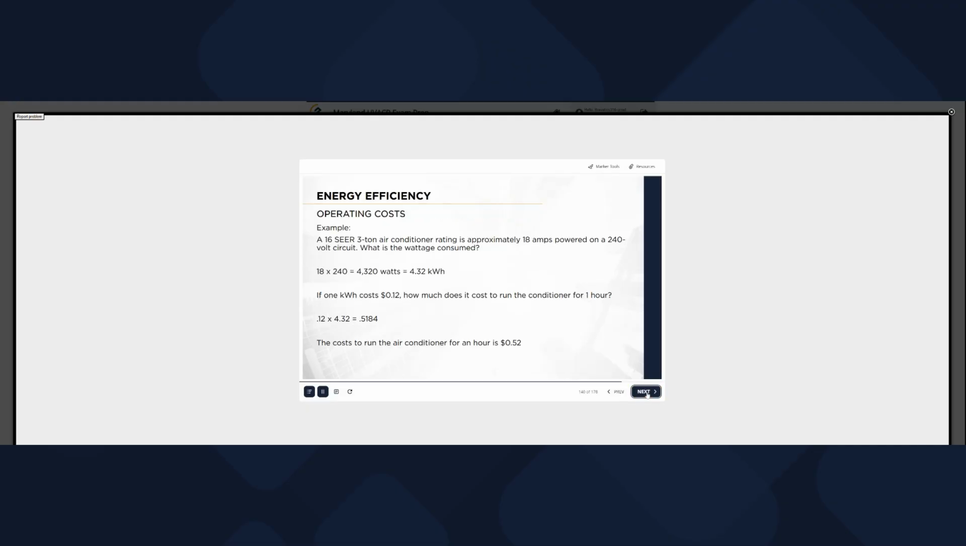Let's practice calculating operating costs. A 16-SEER 3-ton air conditioner rating is approximately 18 amps powered on a 240-volt circuit. What is the wattage consumed? 18 times 240 equals 4,320 watts, which is 4.32 kilowatts. If 1 kilowatt hour costs 12 cents, how much does it cost to run the air conditioner for 1 hour? 0.12 times 4.32 equals 0.5184. The cost to run the air conditioner for an hour is 52 cents.